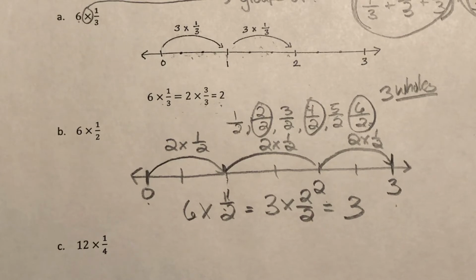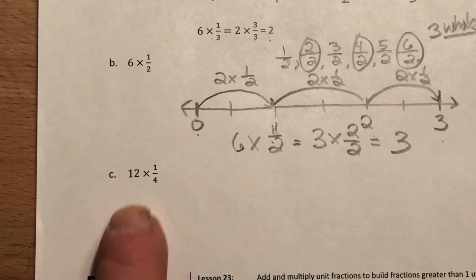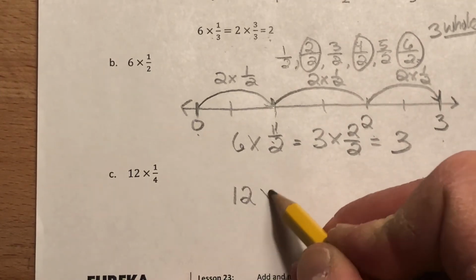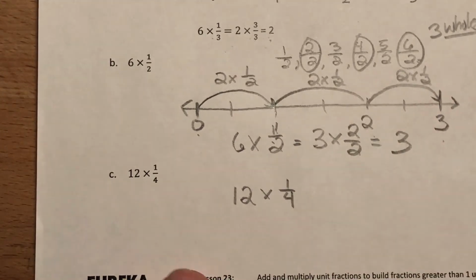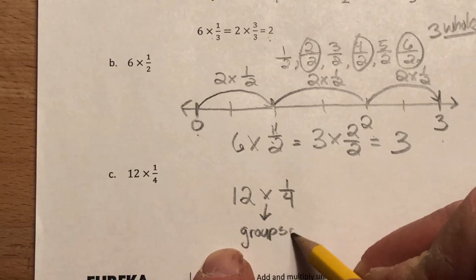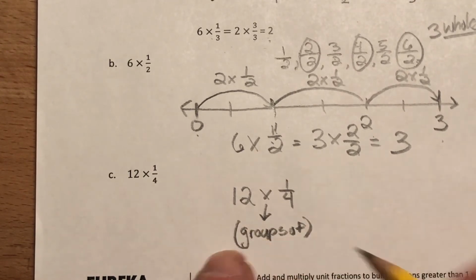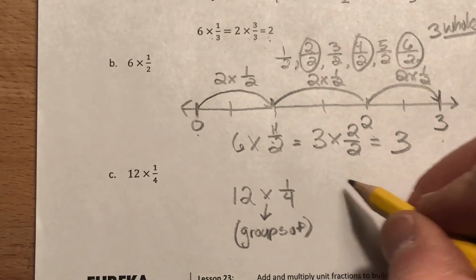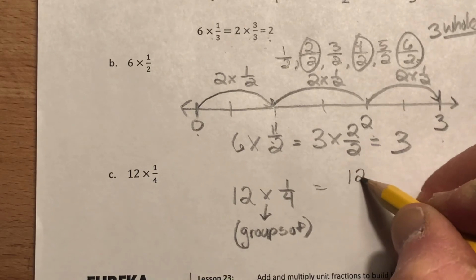Okay? Now, that's a really long way to get to a simple answer. Let me show you something different here, okay? Now, 12 times 1/4. So basically what this is telling me is that I've got 12 groups of 1/4, okay? So if I say I've got 12 groups of 1/4, all I need to do now is find out how many 1/4 is 12. 12 1/4. So wouldn't that be 12 fourths?